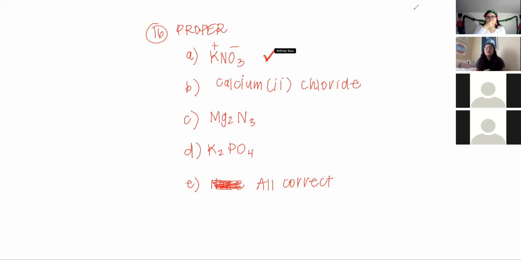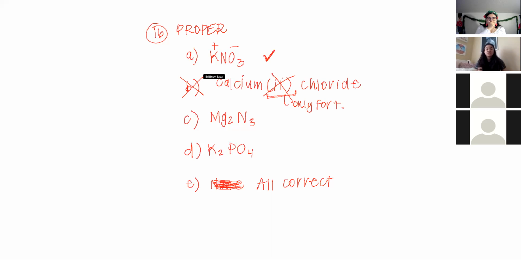Okay, so then now if we're taking this one into consideration for our answer, let's dive into answer B, which is calcium 2 chloride. Is this a proper way to write this one? No, you would only use the little Roman numerals when it's transition metals. There we go. So then since calcium isn't a transition metal, we can't use the Roman numerals here. So we're gonna go ahead and get rid of this one.